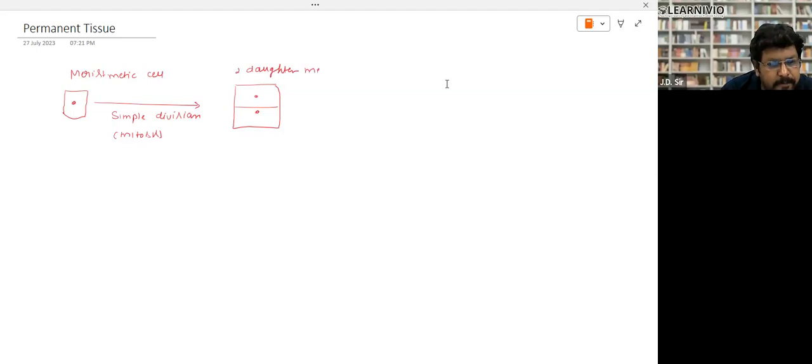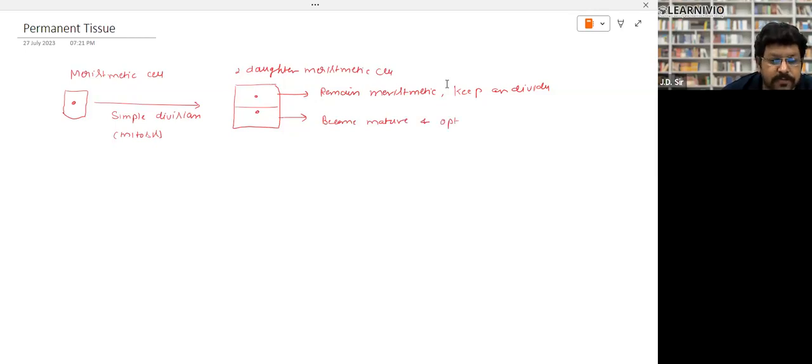Two daughter meristematic cells. Out of these, one cell will remain meristematic, which means it will keep on dividing. What will happen with the second cell? This second cell will become permanent, become mature, and opt for a particular function.